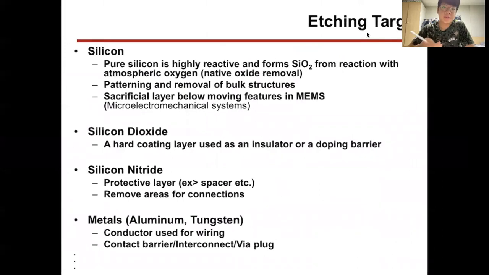We can select what we want to etch. First of all, silicon. Silicon can be easily etched with hydrofluoric acid. And there is silicon dioxide, and there is silicon nitride, working as a hard mask or a spacer. And lastly, metal.